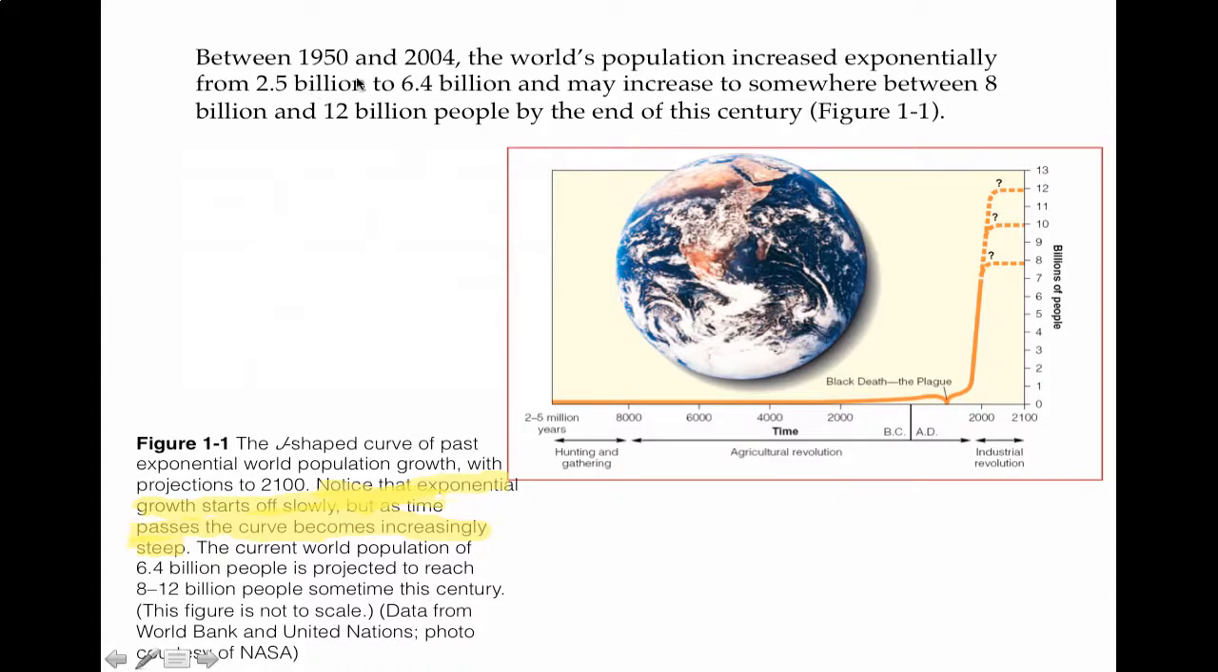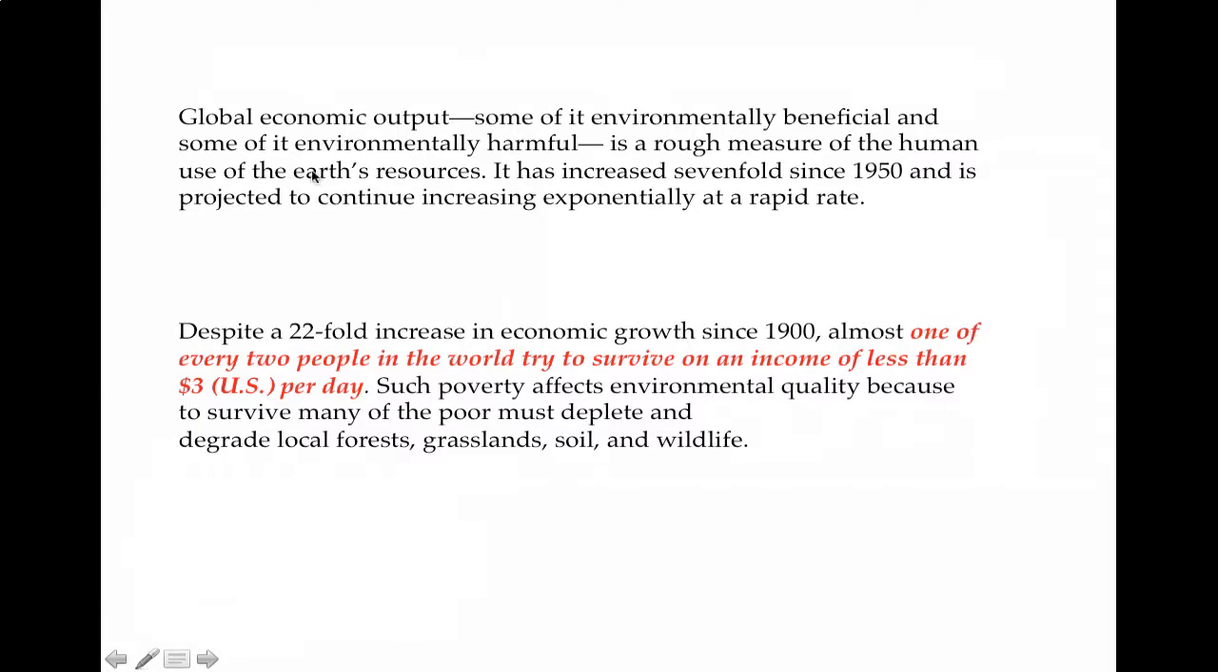Between 1950 and 2004, the world's population increased exponentially, from 2.5 billion to 6.4 billion, and may increase to somewhere between 8 billion and 12 billion people by the end of this century. So if you look at this curve here, the diagram, this is years ago, and you've got billions of people. And if you look here, black plagues there. At this point in time, this exponential growth is where they're trying to figure out how it's going to end up finishing up.